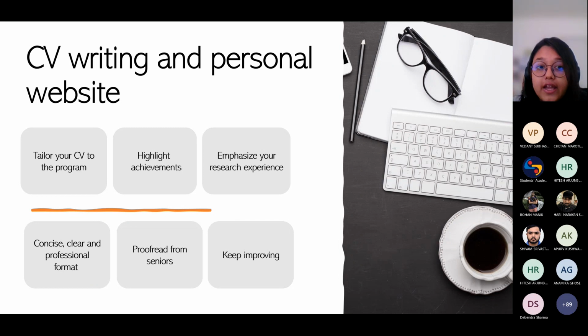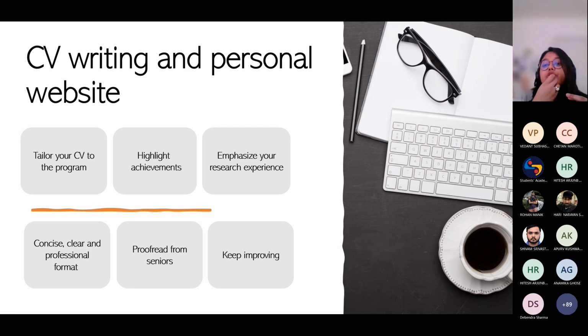And it's important to highlight your achievements in the CV, like the scholarships you have gotten or any award you have got, because that will set you apart from everyone else. I mean, there are thousands of people applying for that program, so it's important that you highlight the achievements you are getting. And obviously, since it's a research and academic one, you have to emphasize your research experience.